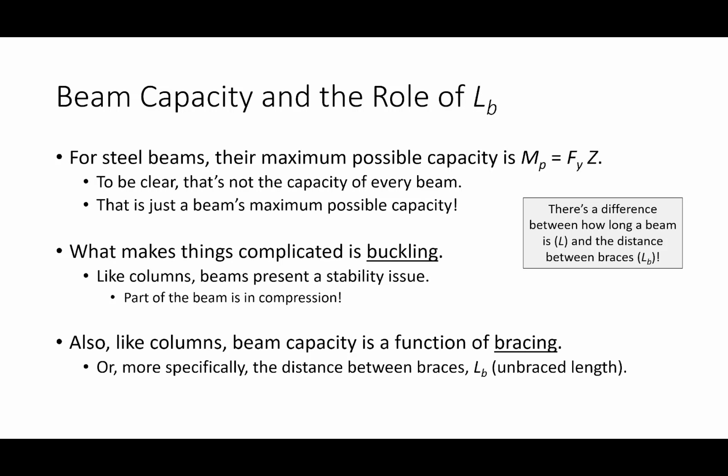That's not really an accurate way of stating it. The better way of stating it is that for steel beams, the maximum possible capacity is Mp. Maybe it's Mp, maybe it's not, okay? That's just a beam's maximum possible capacity. What makes things complicated is the fact that beams can buckle, okay? And like columns, their beam capacity is a function of bracing.